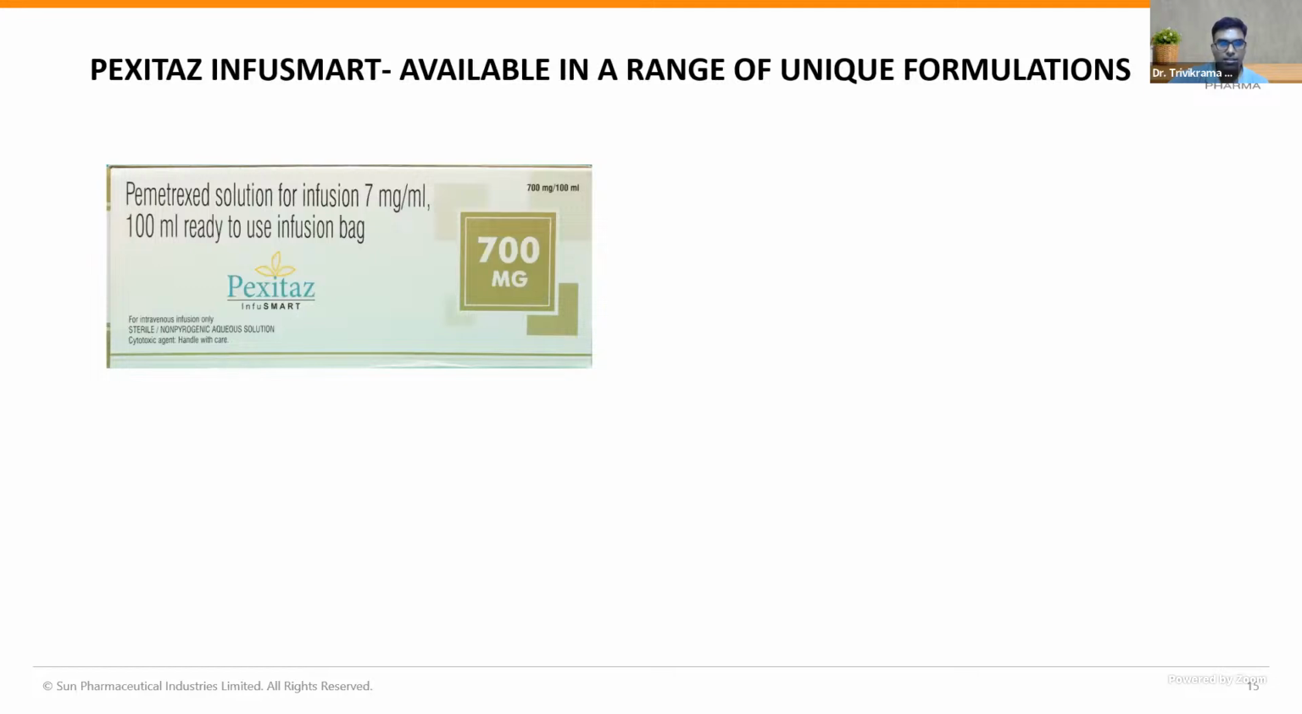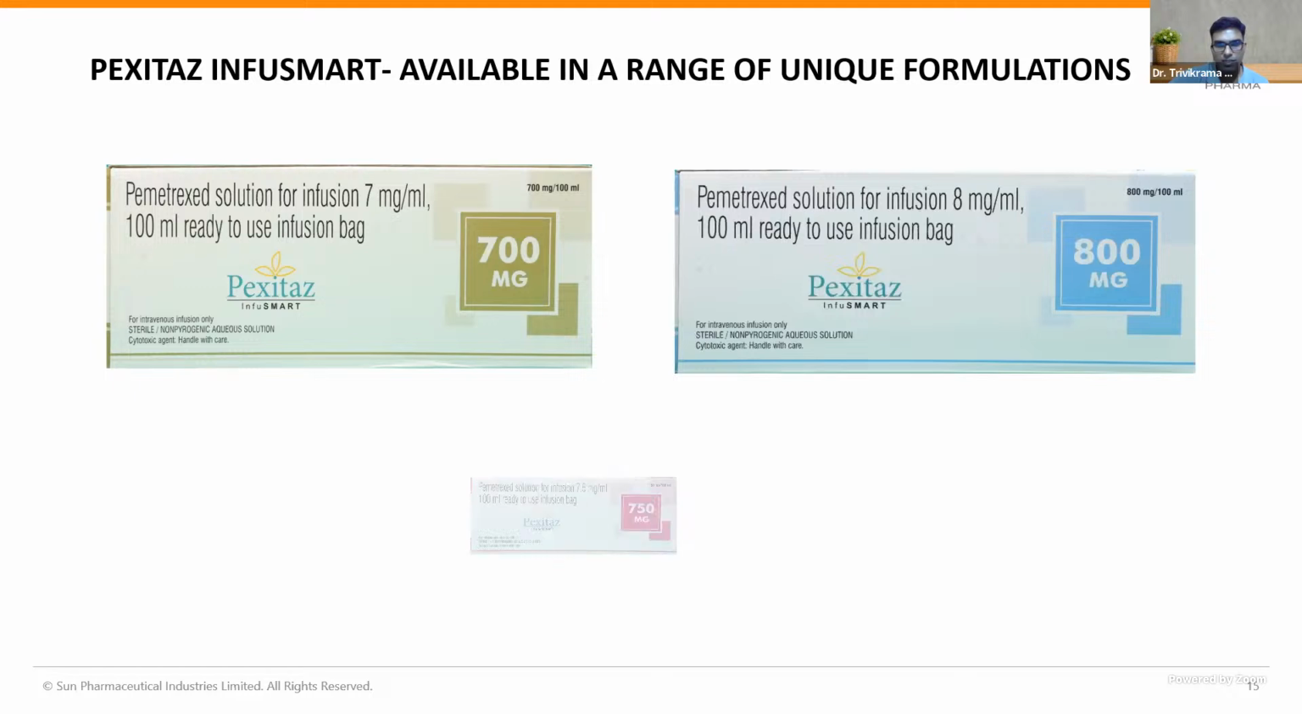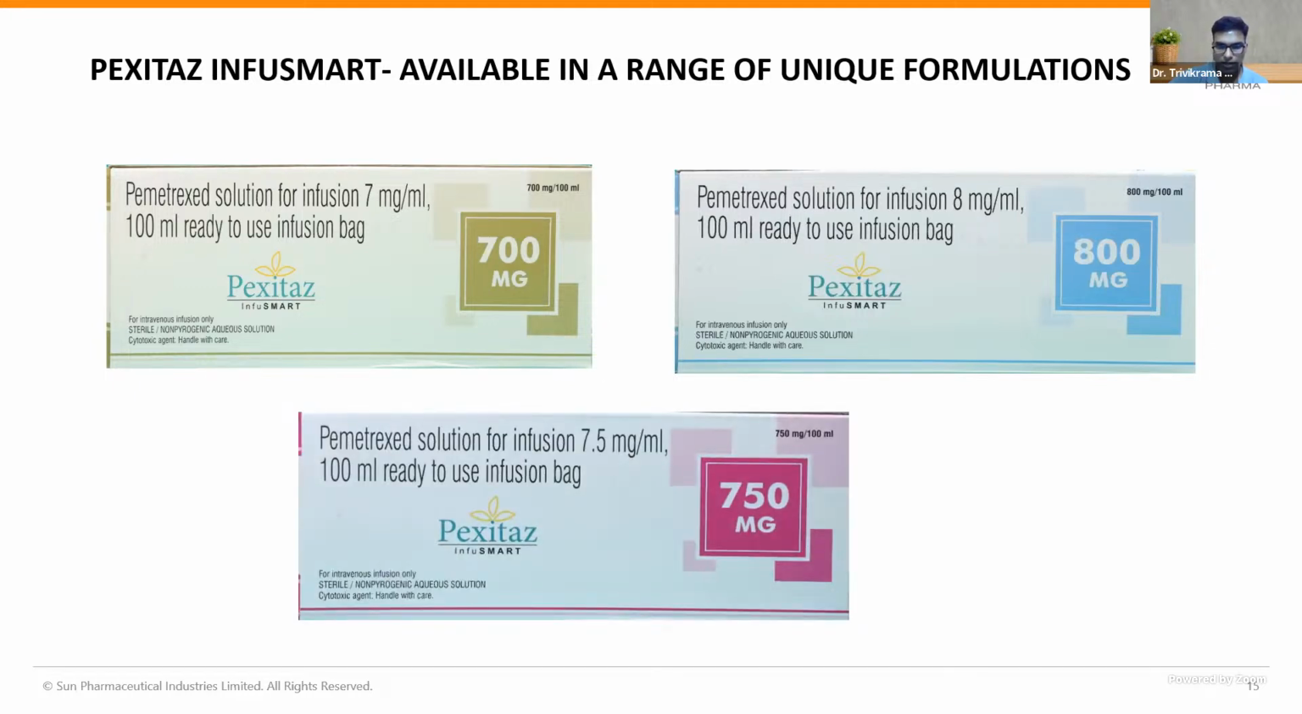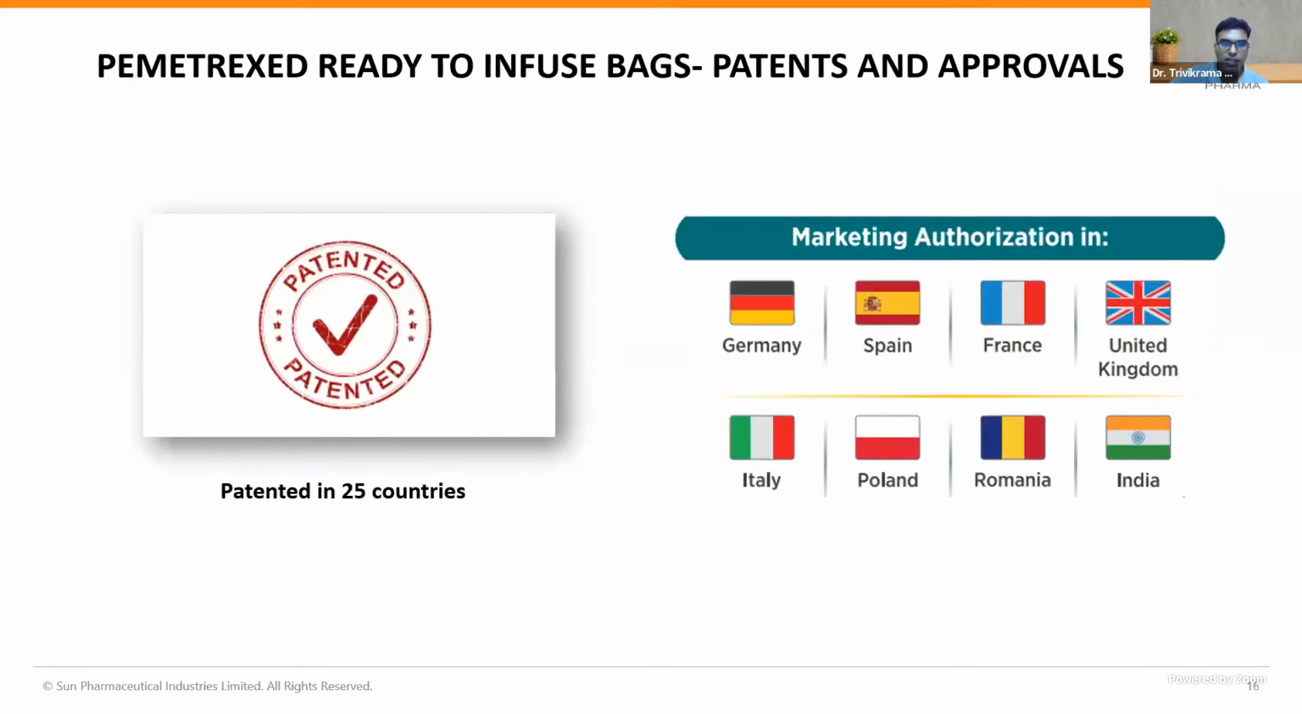It is available, like I have described, in 700, 750, and 800 milligrams in a dilution of 100 ml, as ready-to-use infusion bags. Next slide, please. This eliminates drug wastage. We all know, based on the BSA, sometimes the total volume may not be appropriate for the patient's body weight and height, so they are provided in 3 different strengths. This pemetrexed ready-to-use infusion bag also has patents and approvals in around 25 countries, starting from all European countries and India. Next slide, please.